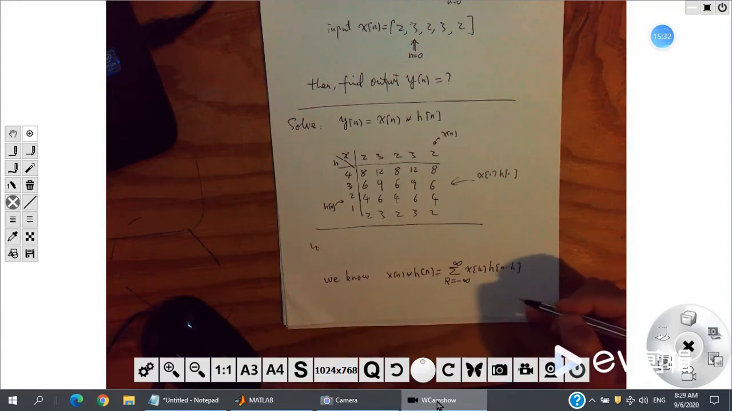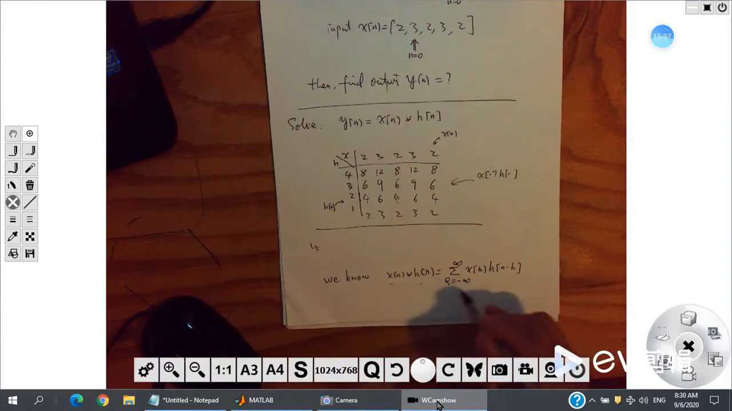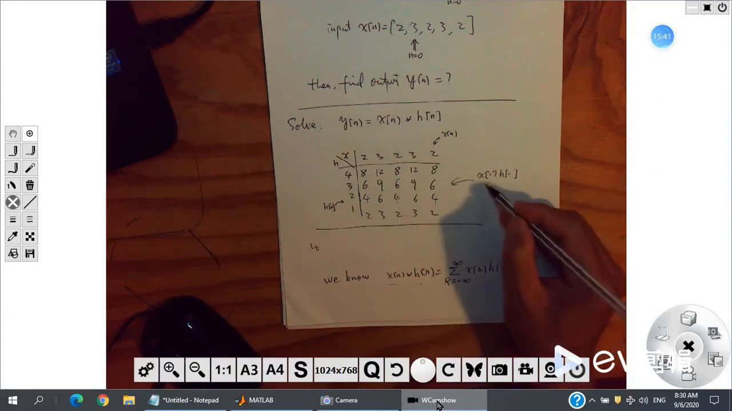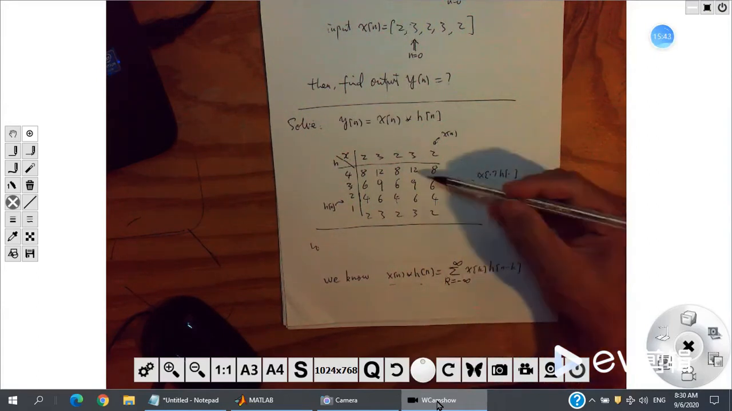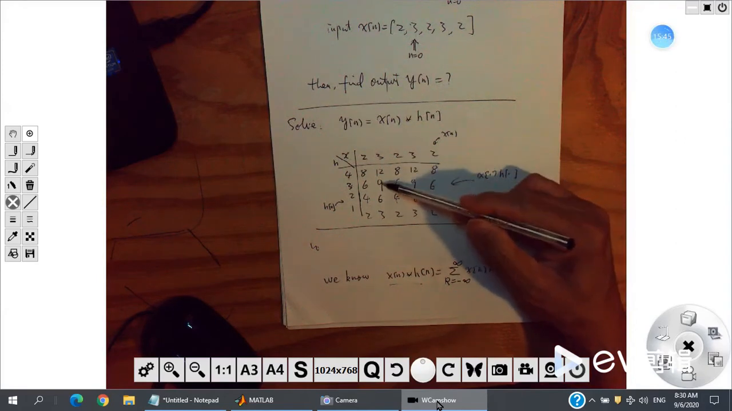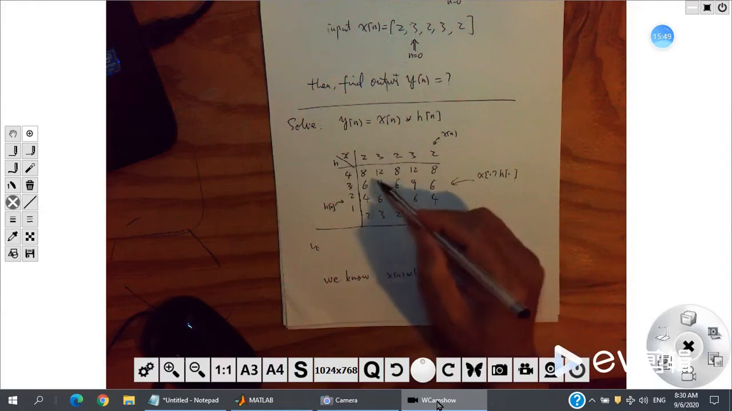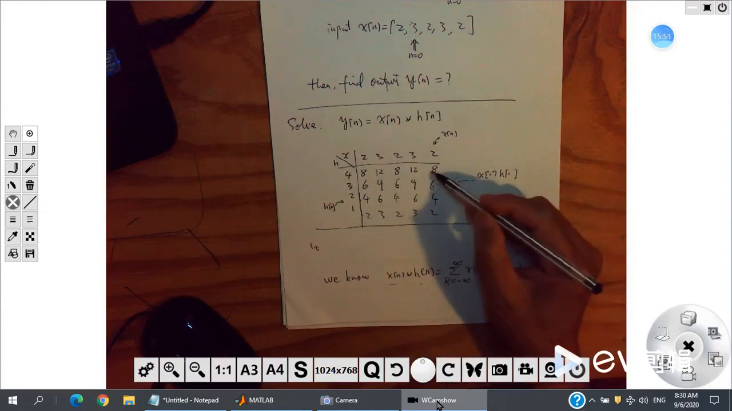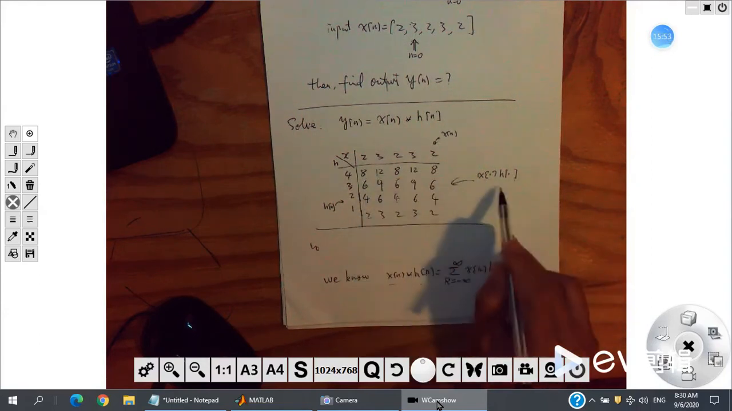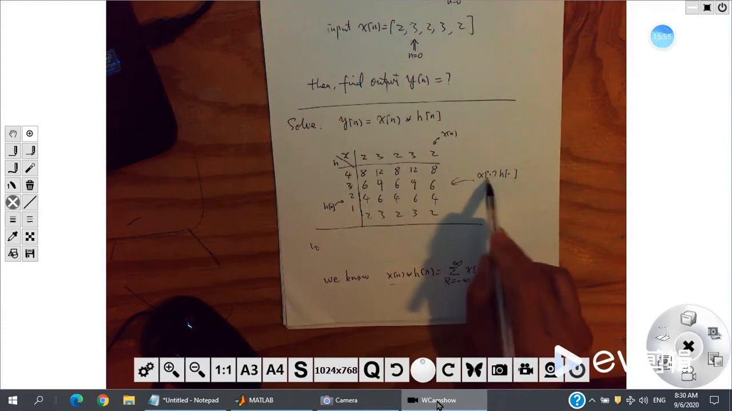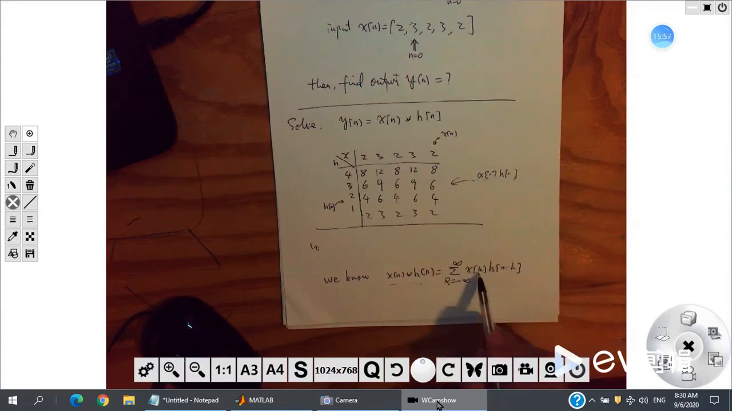You see? So for the convolution, you need a summation of x times h, right? So we need to pick some values to sum to find the final answer. Now all of these are multiplications of x and h, right? Now you need to do the summation. And what kind of summation?